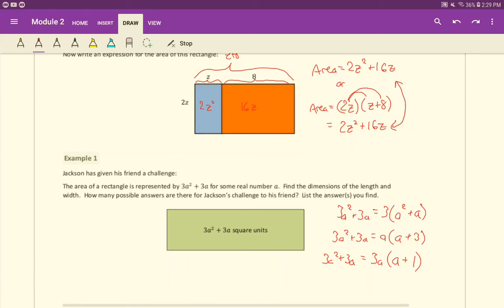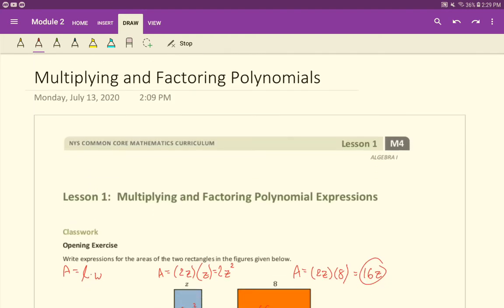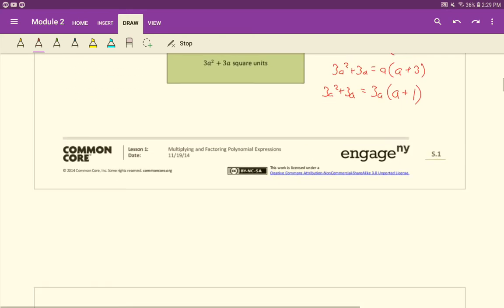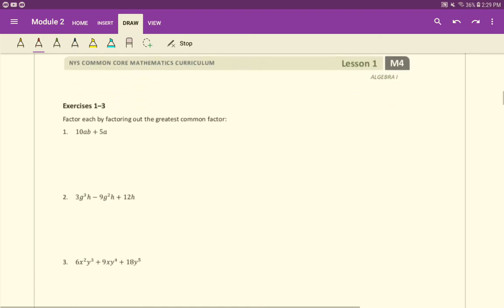Okay, welcome back. This is going to be video 2 for the first lesson in Module 2. And again, we are continuing the lesson from earlier where we were multiplying and factoring polynomial expressions. And so we'll jump right in here to exercises 1, 2, and 3.